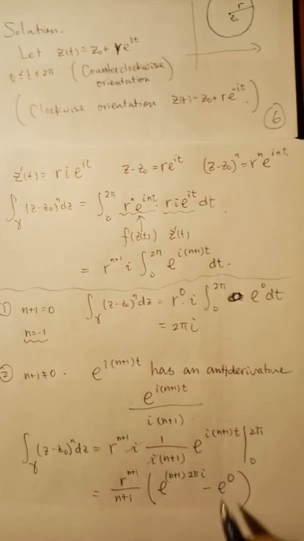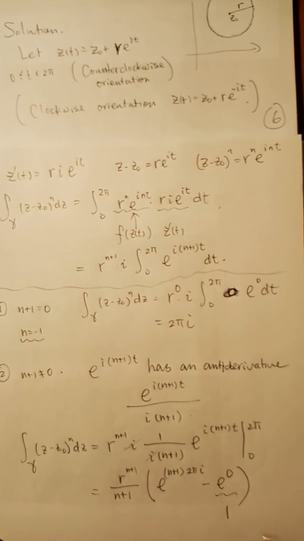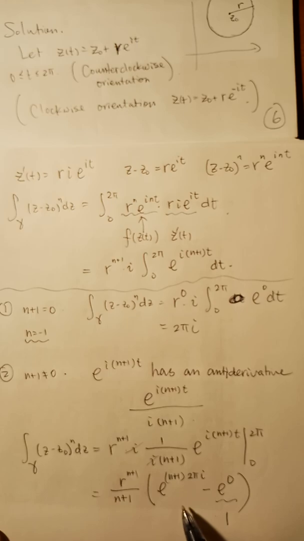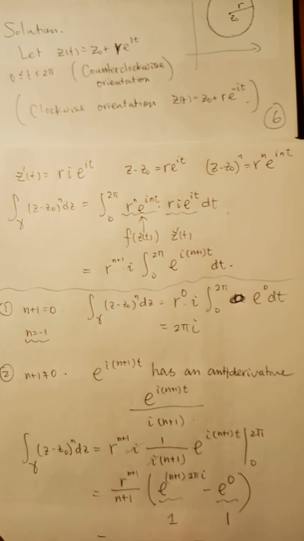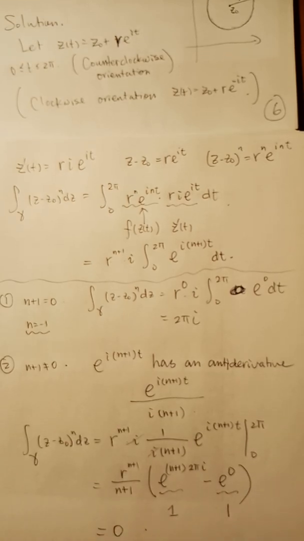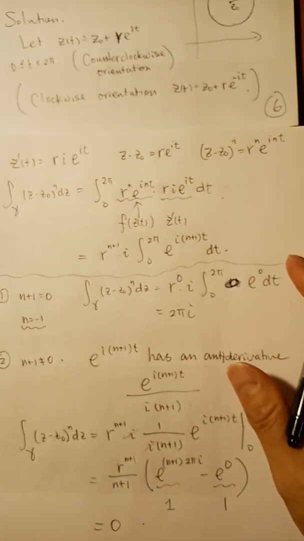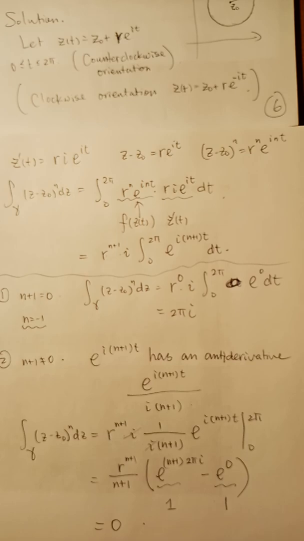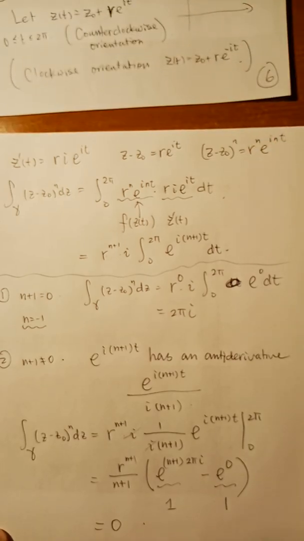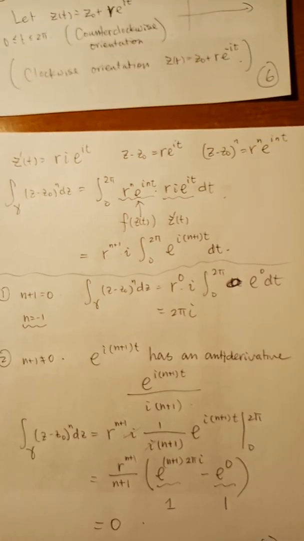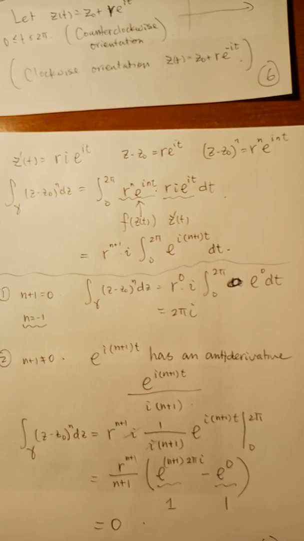Well, e to 0 is 1. And we know that the complex exponential function is a periodic function. Unfortunately, this is also 1. So 1 minus 1 is 0, so the difference is 0. So when n plus 1 is not equal to 0, the integral is equal to 0. So we finish this computation. It's just step-by-step computation.